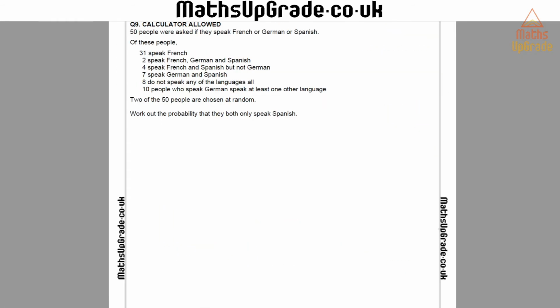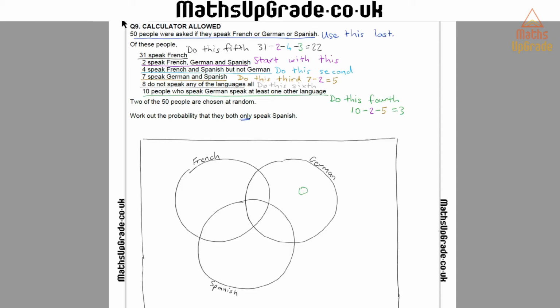In question 9, we're told a lot of information about different people, and we're asked to find the probability that the 2 of the 50 people that are chosen both only speak Spanish. So this question involves probability as well as Venn diagrams. The reason why I use Venn diagrams for this is because lots of the people here speak more than one language, so using a two-way table is probably not a good idea. Clearly here, you've got French, German and Spanish as the 3 languages. So your Venn diagram will look something like this to start off with. French, German and Spanish. Okay. So I'm going to start to show you how to fill this in.